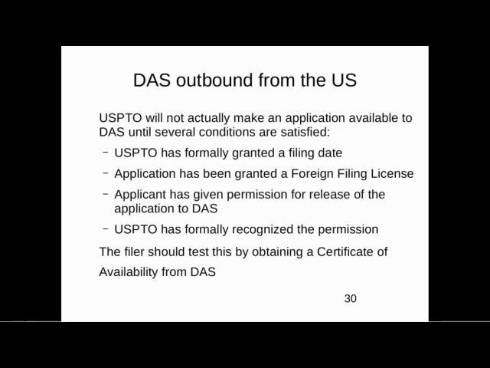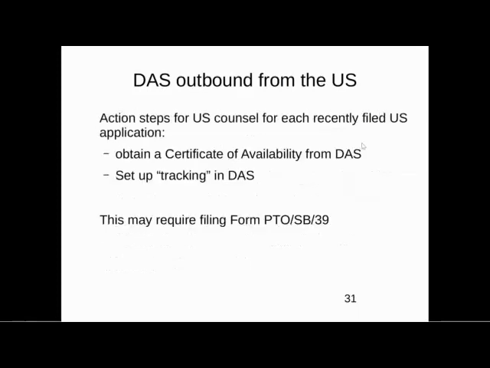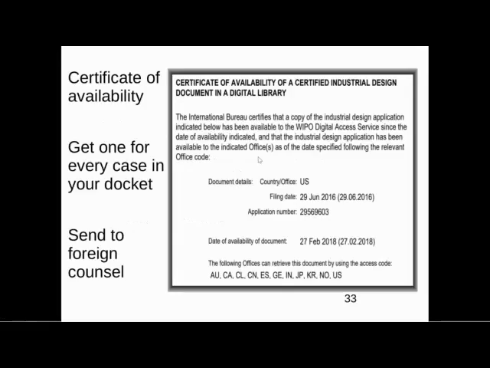Clearly, you need to test this independently, and the way you do it is by obtaining what is called a certificate of availability. So, what are your action steps? Anytime you have recently filed a U.S. application, assuming that it's an application that might possibly down the line be a priority document, and one of our attendees says, yeah, set a docket to make sure that you have obtained a certificate of availability. I think that's a sensible thing to do. And set up tracking. But let's back up here.